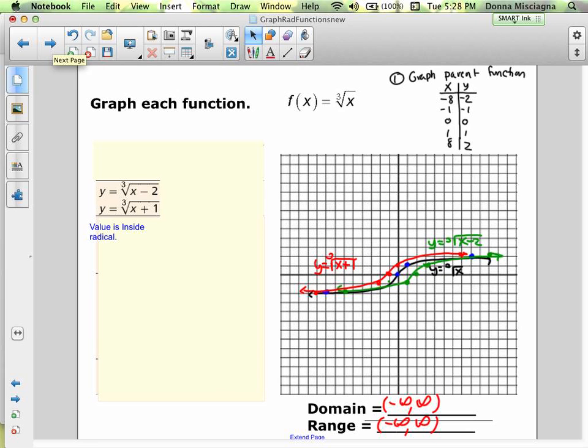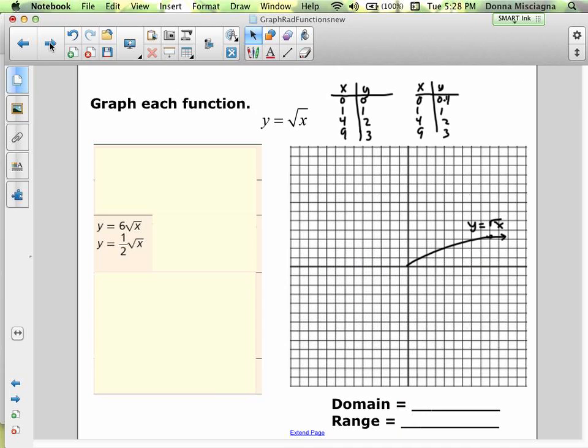Okay? So we didn't do cube roots in class. We're just extending this to cube roots, but the rules are the same. Y equals 6 square roots of x, and y equals 1/2 square root of x. So now all we're going to do is take our values, and we're going to change our y values. Not the x's, just the y's. Keep the x's, and we're going to make the y's 6 times as much, right? Because we'd be taking the square root, and then we'd be multiplying by 6.